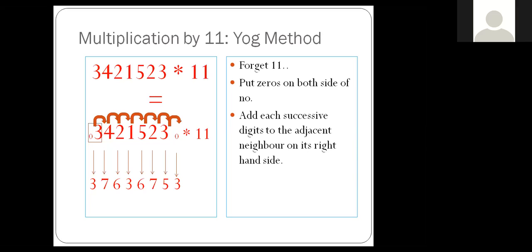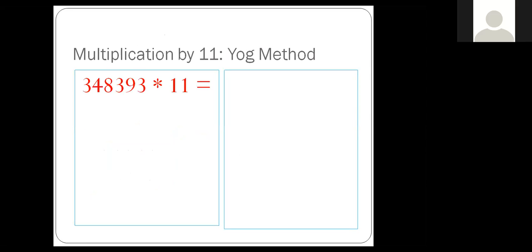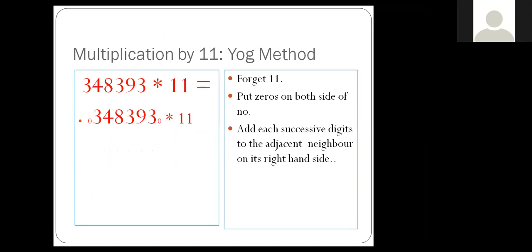हाँ ठीक है. ठीक है, वेरी गुड. लेट्स गो. ओके चलिए. 348393 multiply by 11. ओके सो पुट zeros on both the sides, right? ये आ गया. Now what do you now see what we have done?